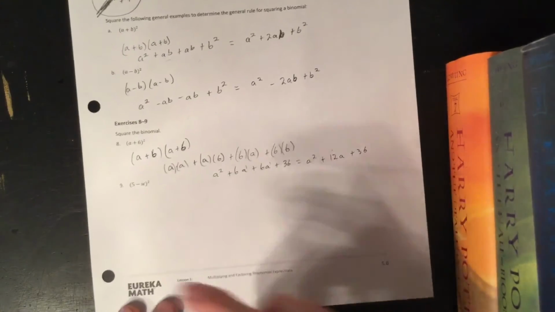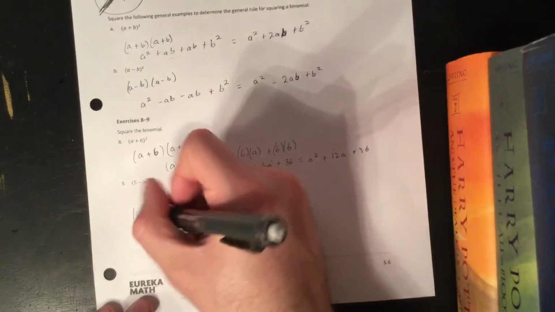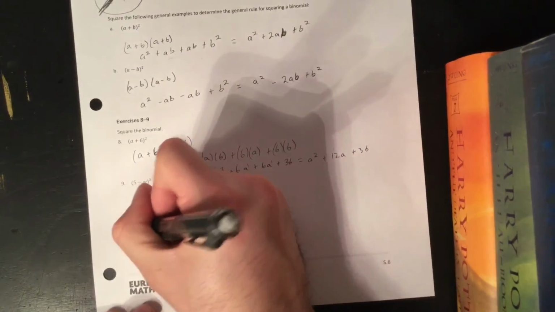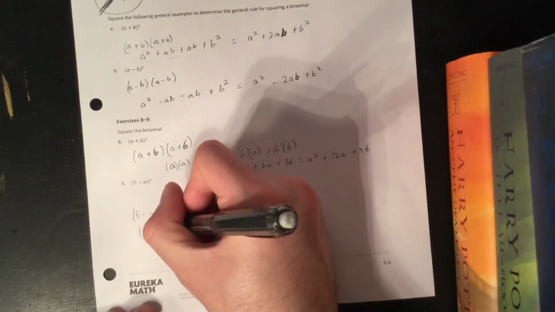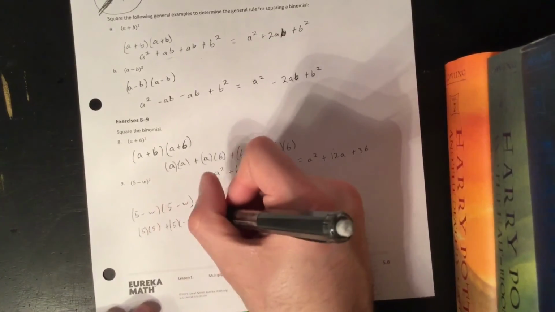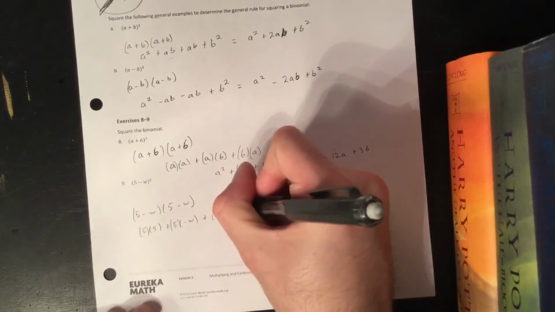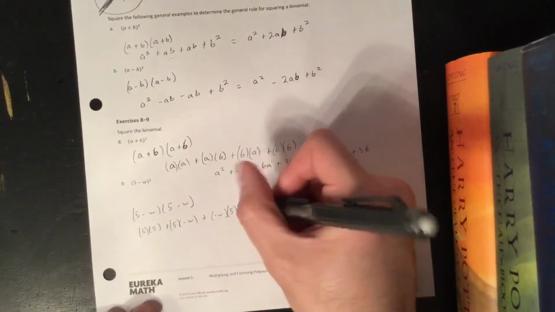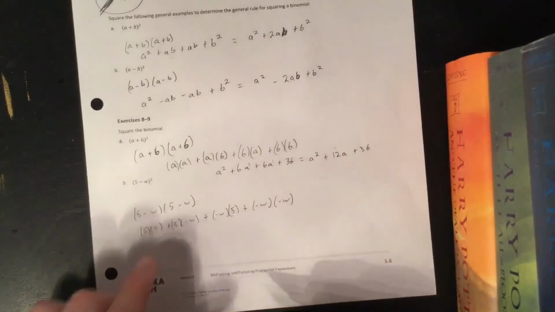Okay, and then the last one, 5 minus w squared. So 5 minus w times 5 minus w. So then we're going to factor it out. So 5 times 5. And then it'll be 5 times a negative w. So you can write a plus 5 times negative w plus, and we'll have negative w times 5, and then negative w times negative w.